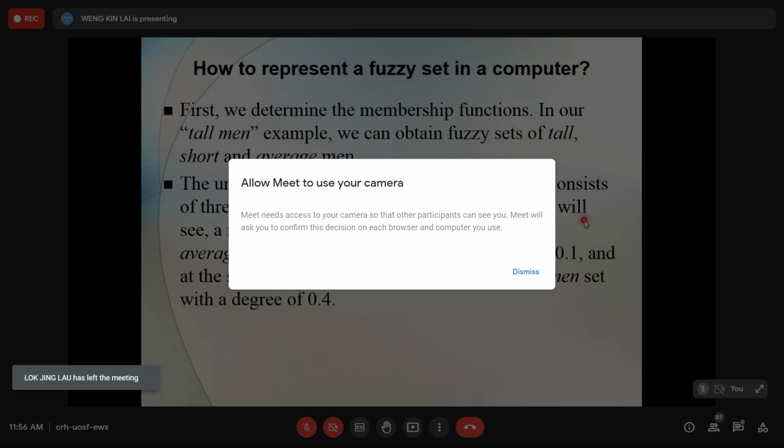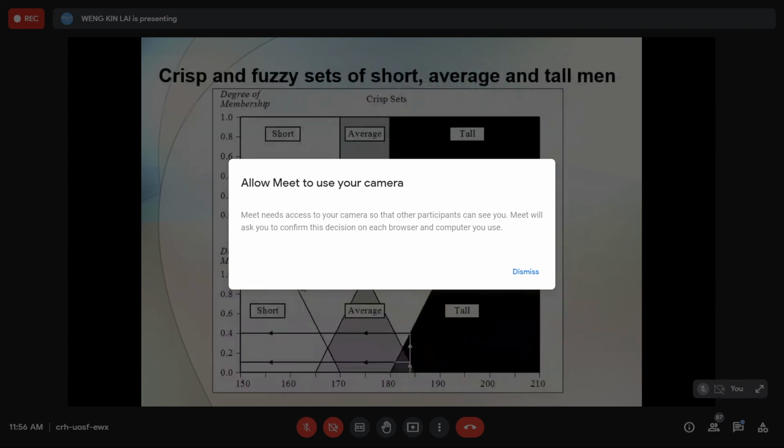Tall, short, average. As you will see, a man who is 184 cm tall is a member of the average man set with a degree of membership between 0 and 1. And at the same time, he can also be a member of the tall man set with a degree of 0.4.